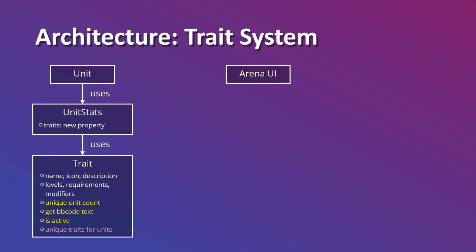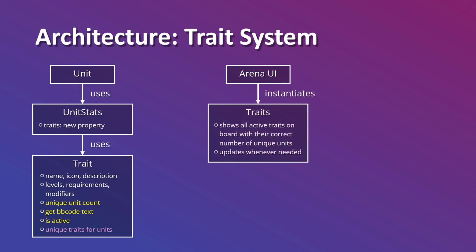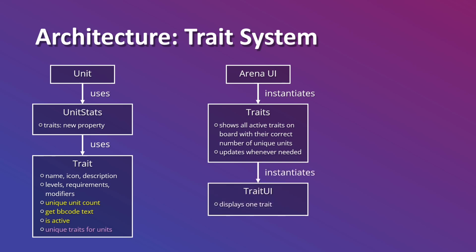You can see on the right that we have our arena UI in its current state, and it will instantiate a new scene called traits, which will show all active traits on the board with their correct number of unique units, and it will also handle updating whenever it's needed. To break it down a bit further, it will also instantiate TraitUI scenes, which is solely responsible for displaying one trait resource in its current state.